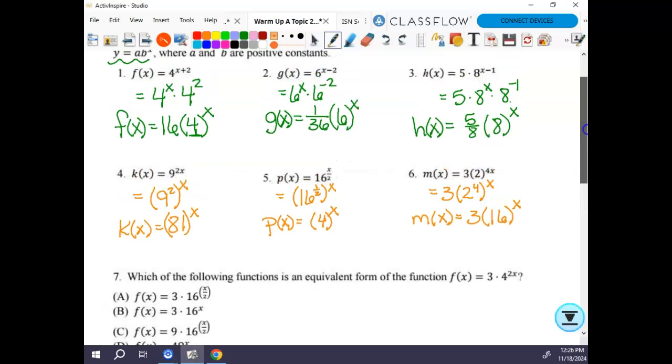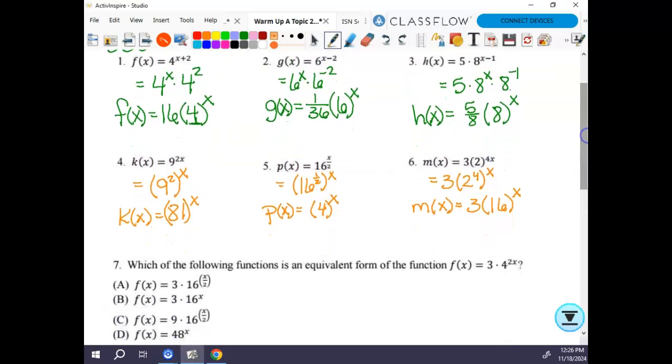Okay, so if we look back up at these 6 that we just did, notice that if you have addition or subtraction in the exponent, then the number out in front changes. So this was 5, and now it's 5/8. This didn't have a number out front, and now I have one. This didn't have one, and now I have one, right? So it's changing your a. If you have multiplication or division, the a doesn't change.